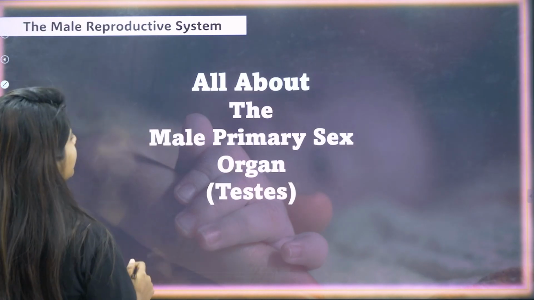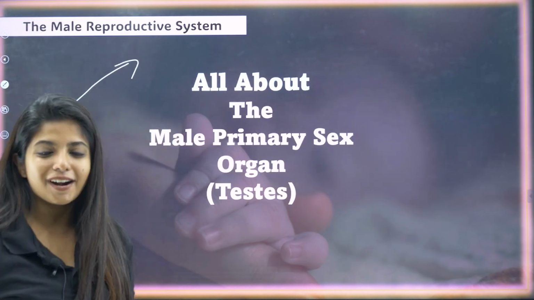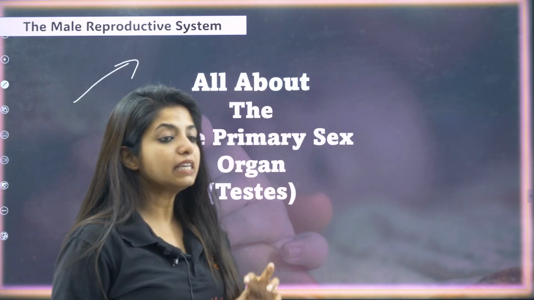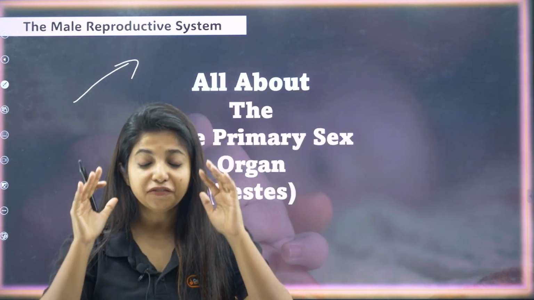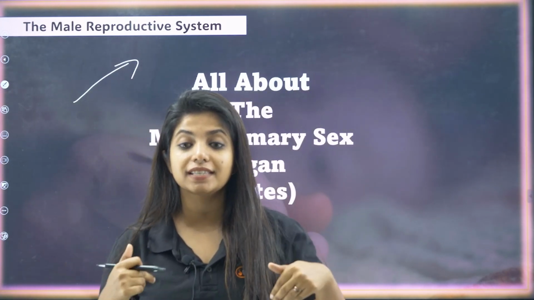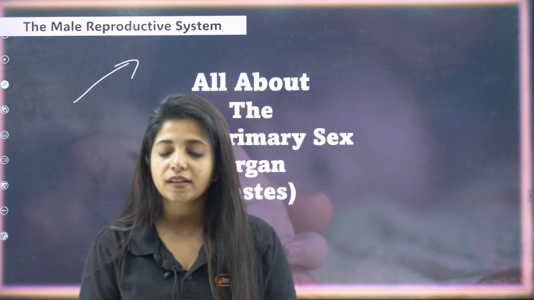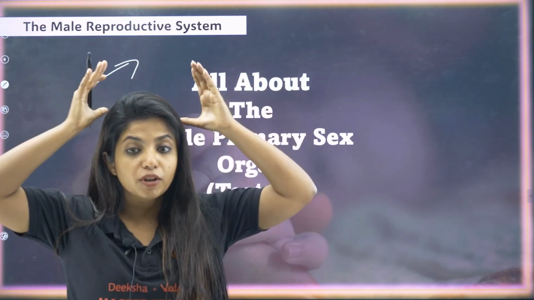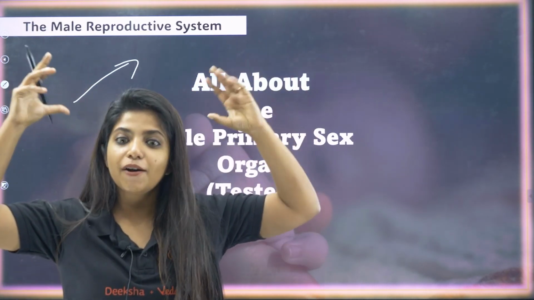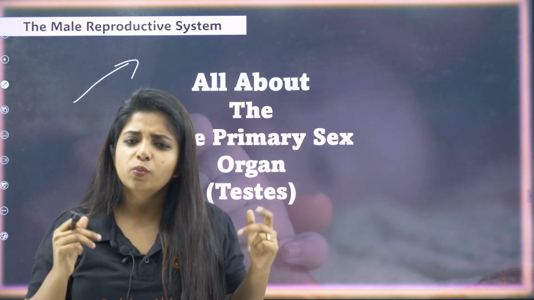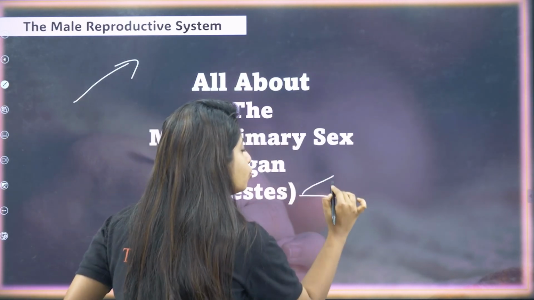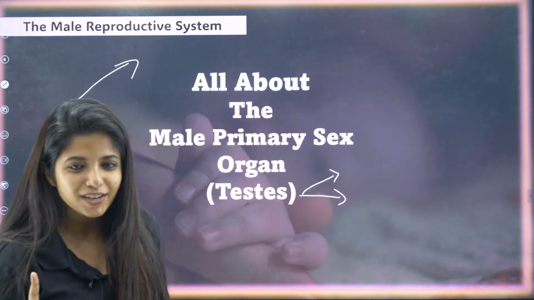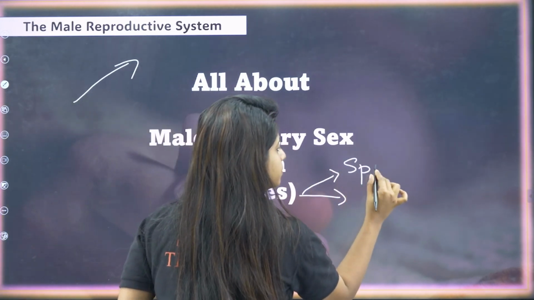We are going to begin the male reproductive system. My dear children, a system is made up of multiple organs. The first organ that we are going to cover is the testis. Why? Because this is the primary sex organ, the king of the male reproductive system. Why do you call it the primary sex organ? Because it has 2 major functions. One function is to form the sperm.